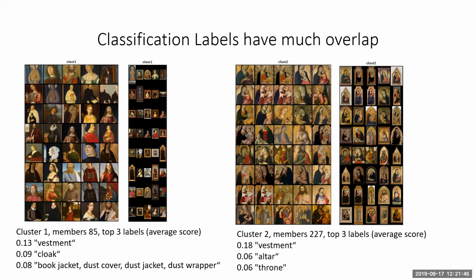And what I'm showing you here, the numbers are the average prediction over all the elements in a cluster. So not every image might have a strong vestment prediction, but across 85 images in cluster 1, the average prediction value for vestment was 13. That means some of them are predicting vestment very strongly, and some of them maybe not so strongly. Some of them might be predicting cloak or book jacket very strongly, and less so for the other ones.